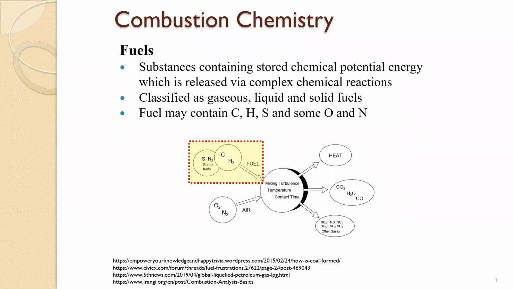And in here, fuels may contain CHONS: carbon, hydrogen, oxygen, nitrogen, and sulfur. So, ito yung pag-alala ko ng CHONS. And then, yun na nga, di ba? Mixing, turbulence, temperature, and contact time will yield heat, these products, and the impurities as well. So this is the oxygen that comes from the air.